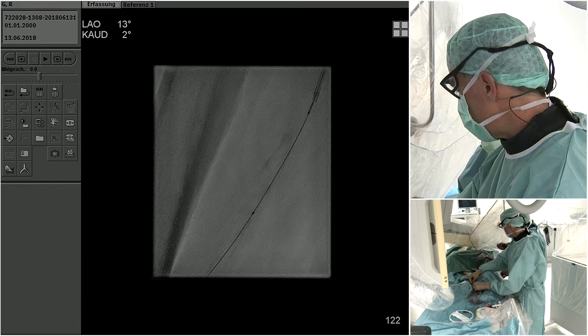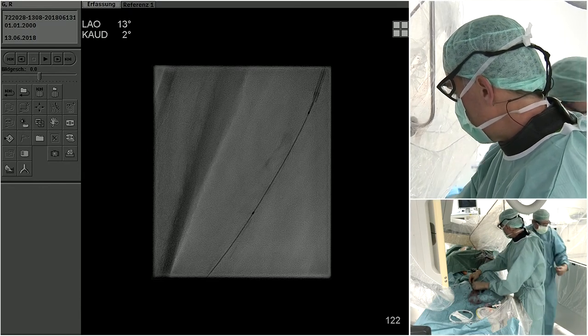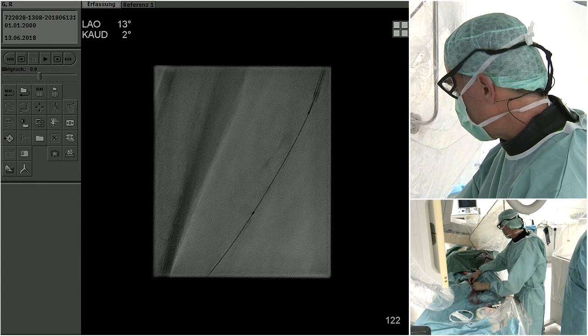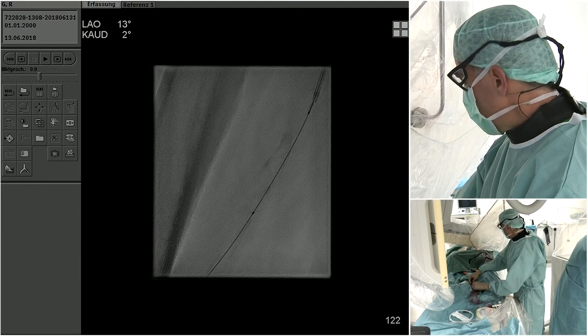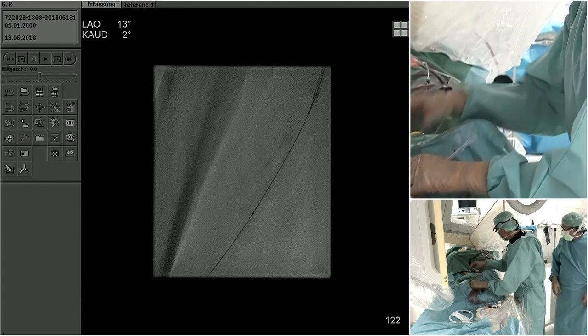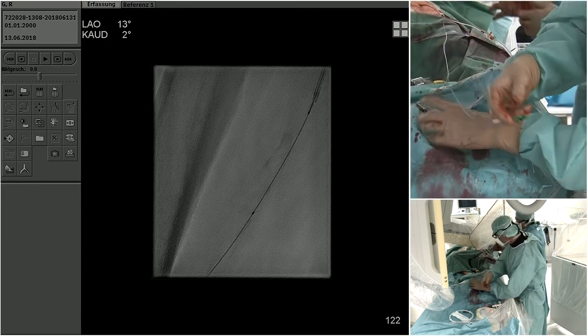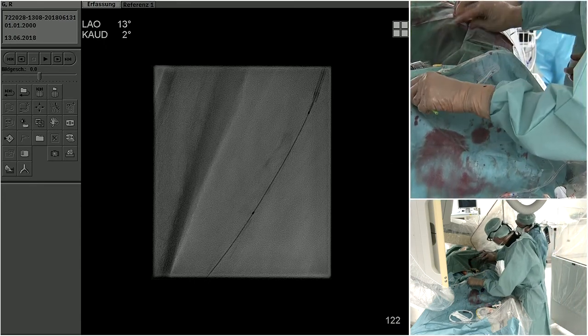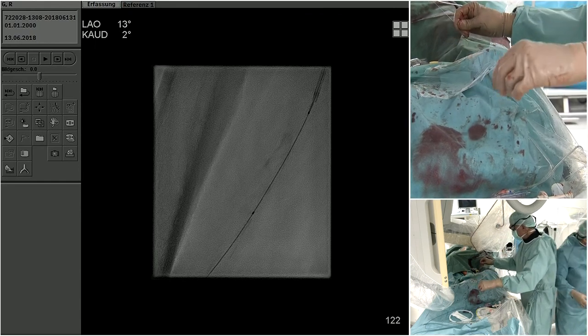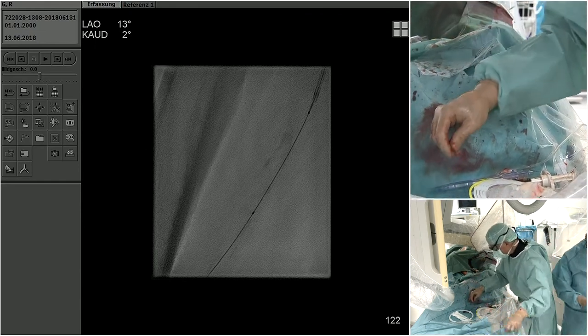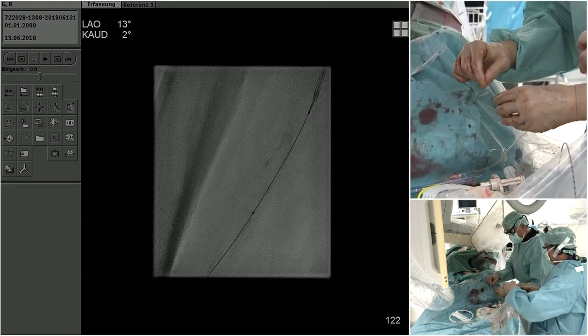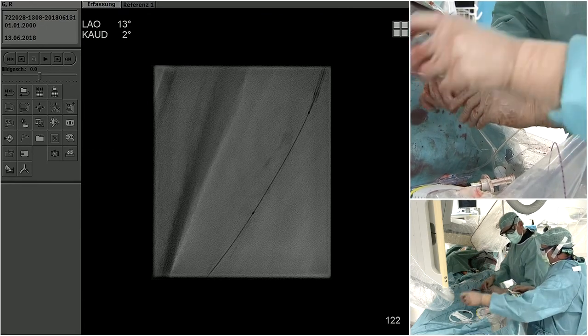So now I push the wire through and we take a 4/20 balloon down to balloon the popliteal artery. Okay, so wire passage is done. That really took some time. And now we balloon. Four.